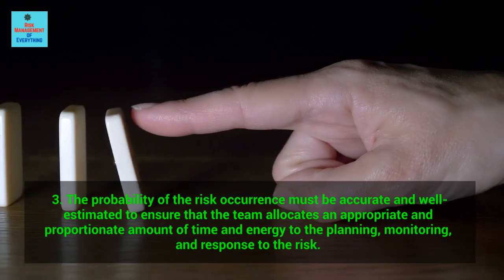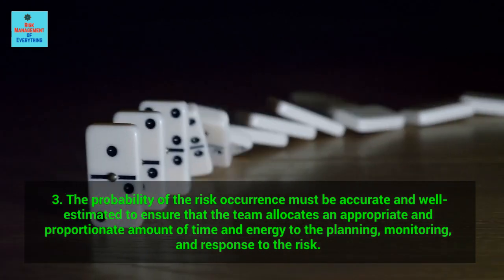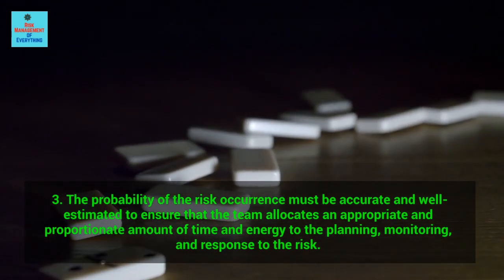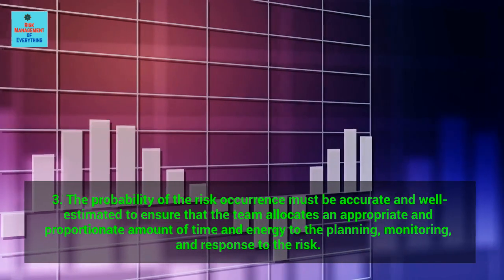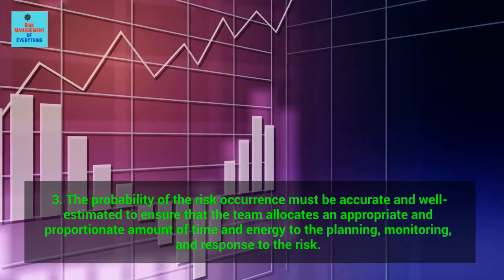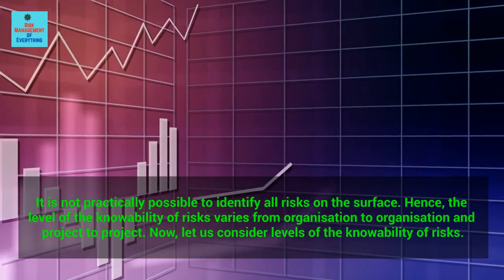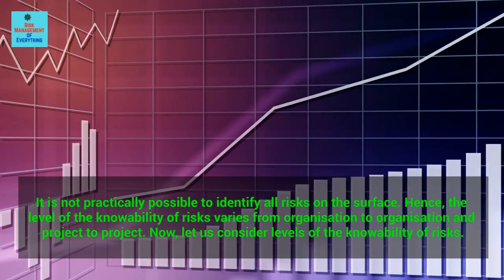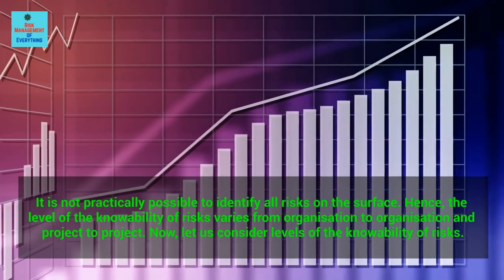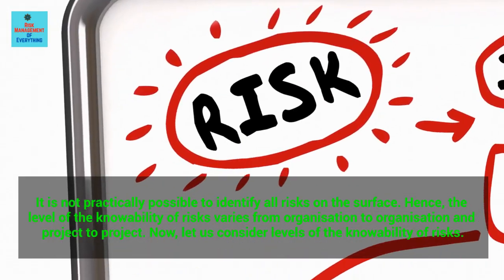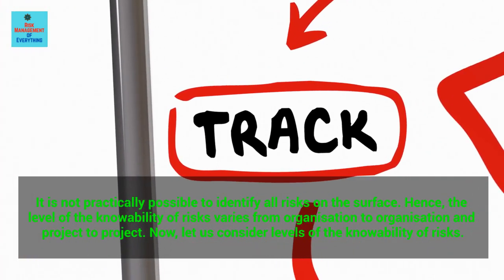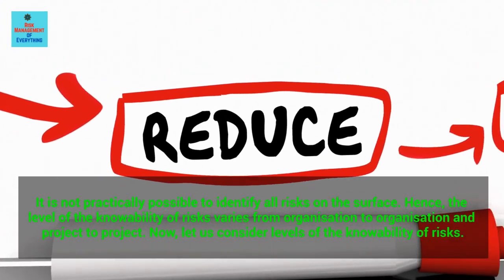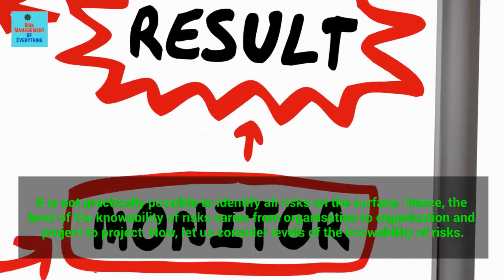3. The probability of the risk occurrence must be accurate and well estimated to ensure that the team allocates an appropriate and proportionate amount of time and energy to the planning, monitoring, and response to the risk. It is not practically possible to identify all risks on the surface. Hence, the level of the knowability of risks varies from organization to organization and project to project. Now, let us consider levels of the knowability of risks.